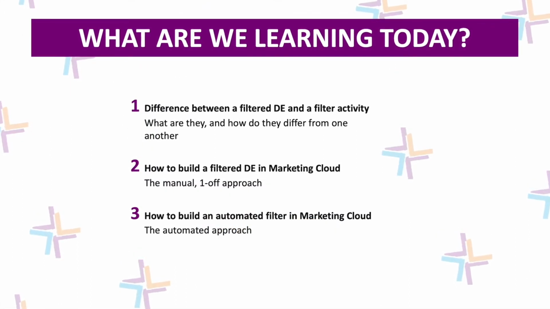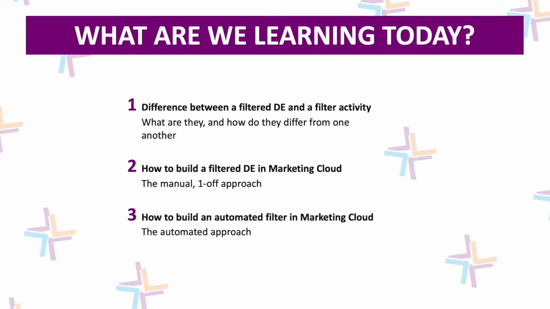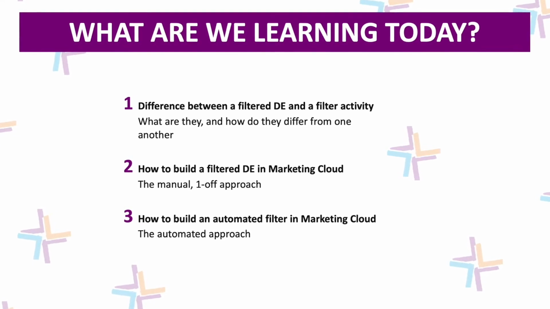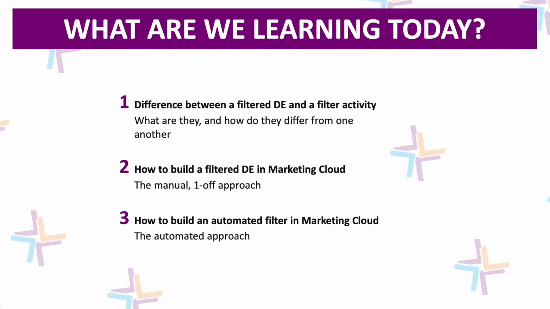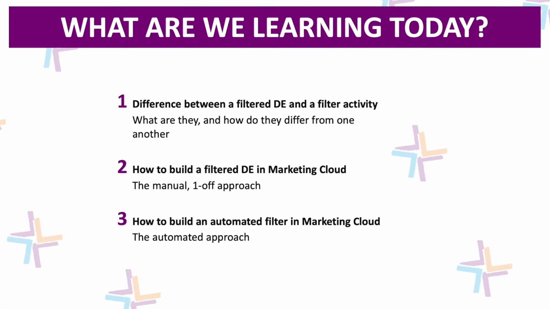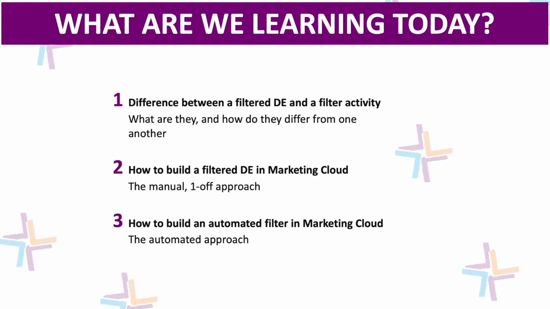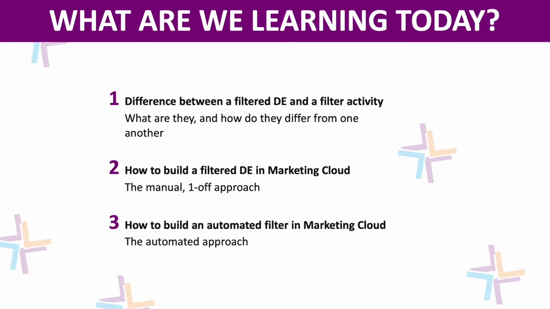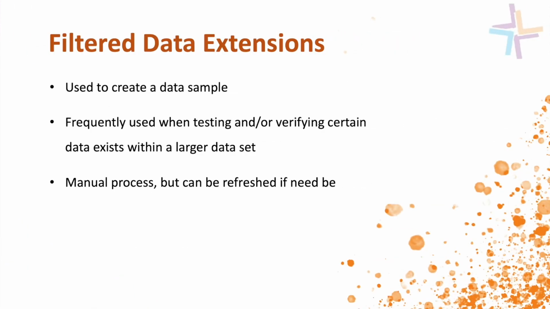We're going to cover the differences between a filtered data extension and a filter activity. They essentially do the same thing, but one is a manual process and one is more automated. Then we're going to go into Salesforce and show you how to build out that filtered data extension, which is the manual process, and then how to build out the automated process, which is a filter activity. But first, let's talk about what the difference is.